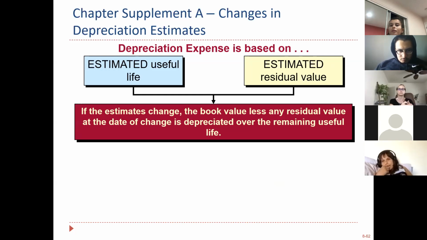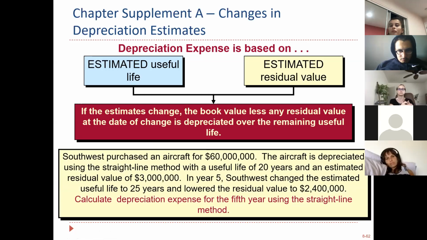Getting back to depreciating fixed assets. Sometimes a machine doesn't seem to be lasting as long as we thought, or we make that machine even more worthwhile, which means we have to come up with a new basis of depreciation. If the estimates change, the book value less any residual value is depreciated over the remaining useful life, okay? Again, you just got to do a homework problem or two.